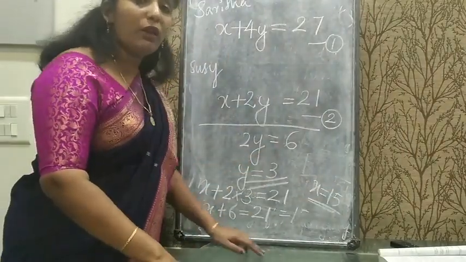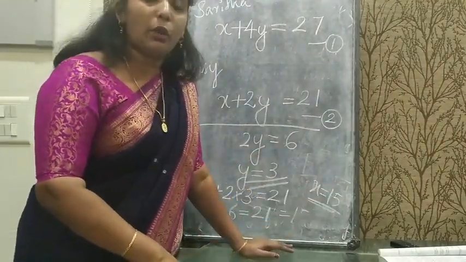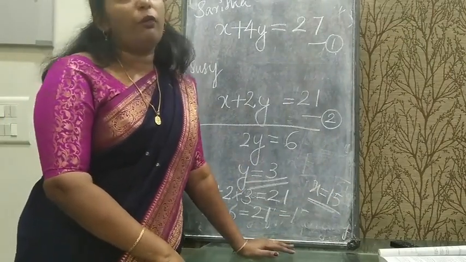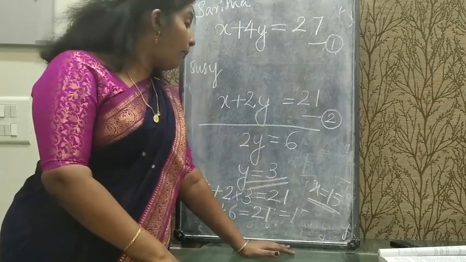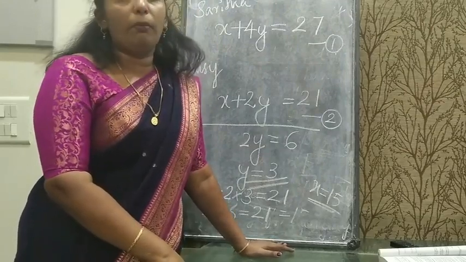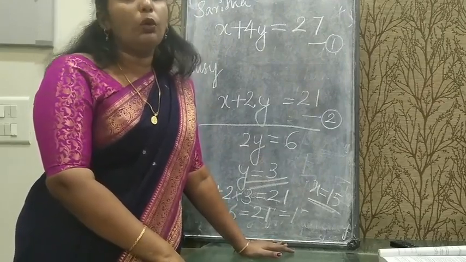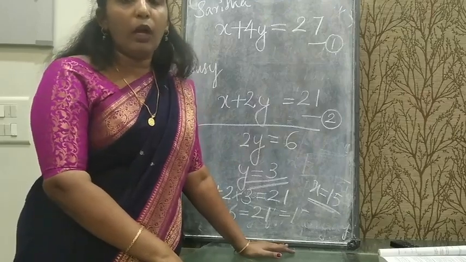So here the fixed amount is x. At last you can conclude, therefore, the fixed charge is equal to rupees 15 and the amount that should be paid extra per day is equal to rupees 3. I hope it is clear.